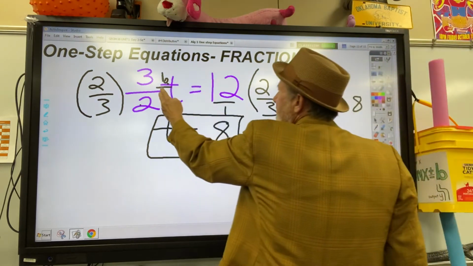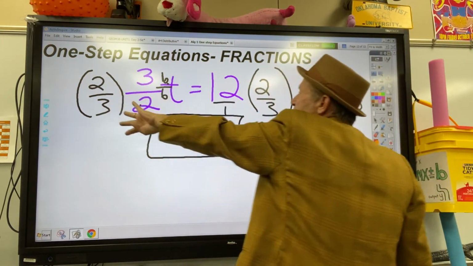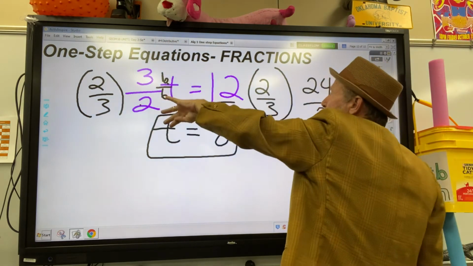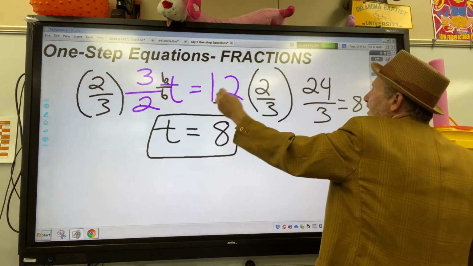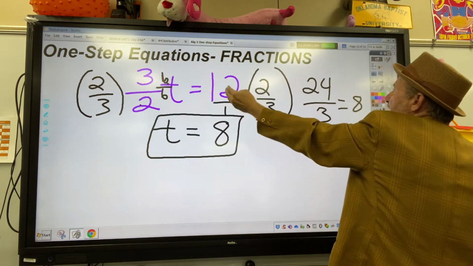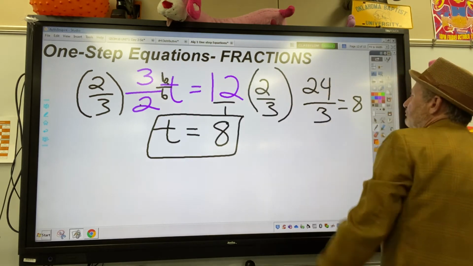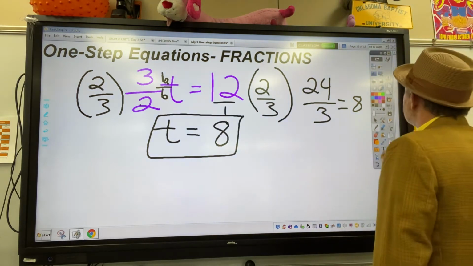One more time, let's review that. I had a fraction times a variable. I multiplied that fraction by its reciprocal, its flip. That makes the variable one variable. Then I do it on the other side. I put a 1 underneath my number. And then I multiply across and I reduce or go into whatever you need to do to get my answer.